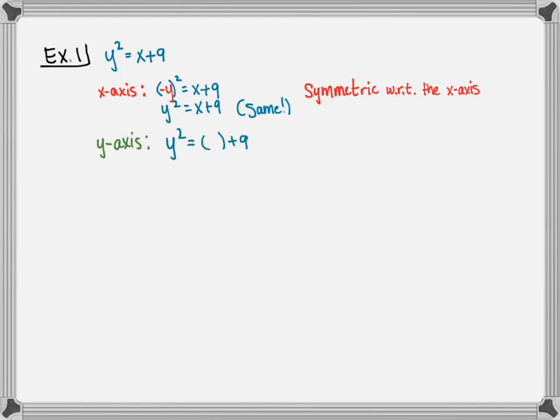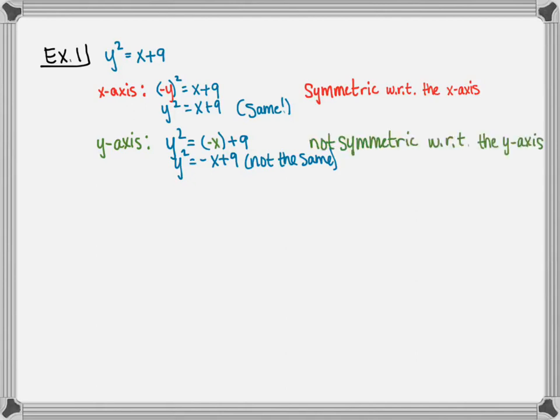Let's test symmetry with respect to the y-axis. Here, take the equation, substitute negative x in for x. Simplify, we get y squared equals negative x plus 9, which is not the same as the original equation. So the graph of this equation is not symmetric with respect to the y-axis.